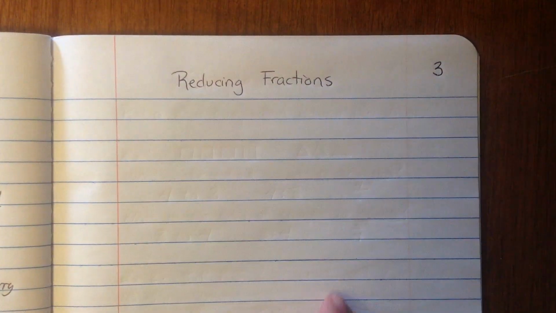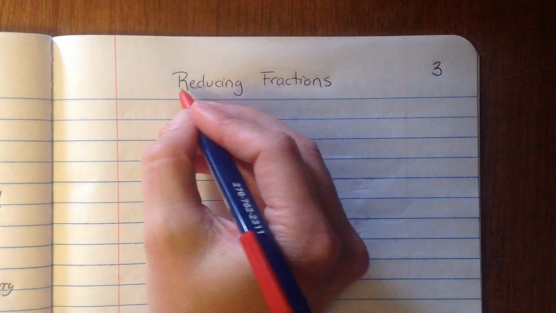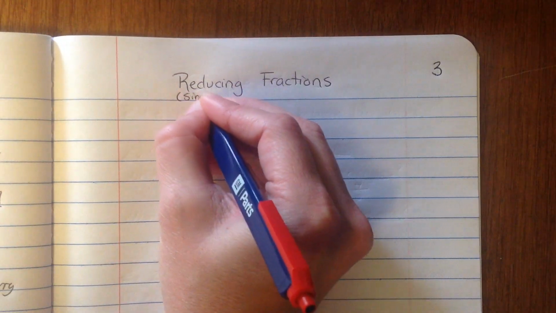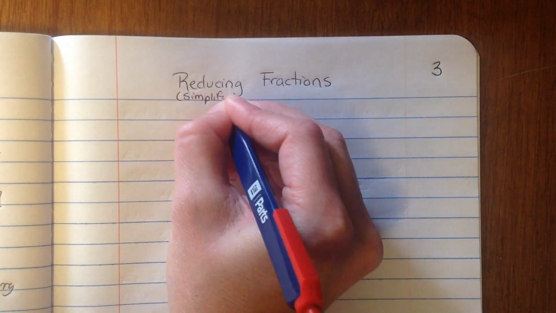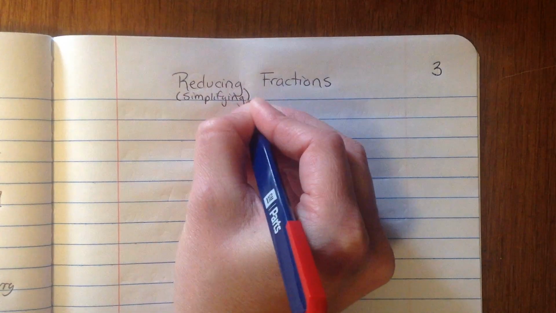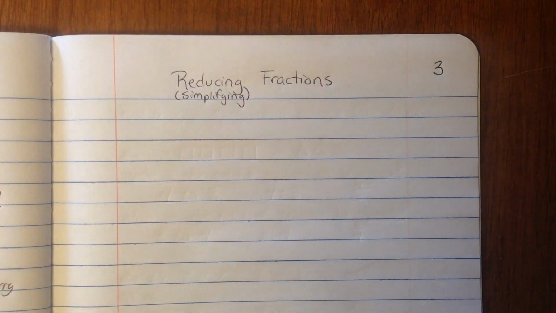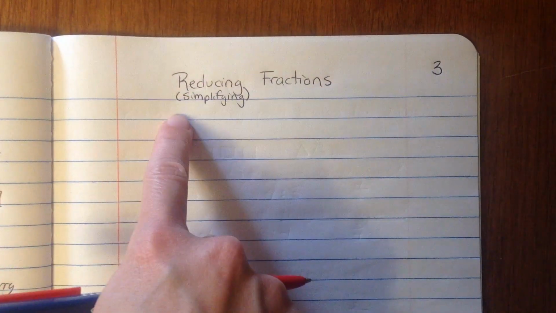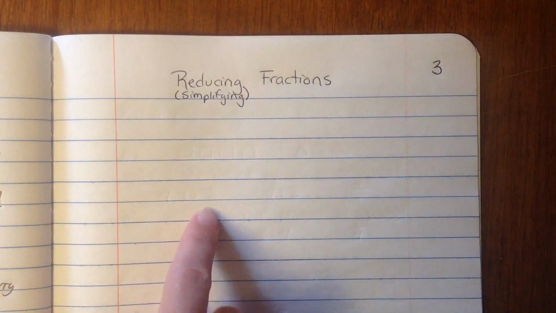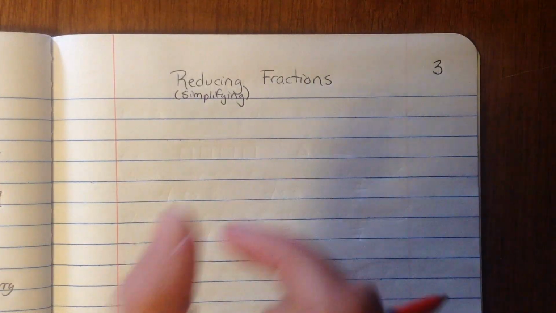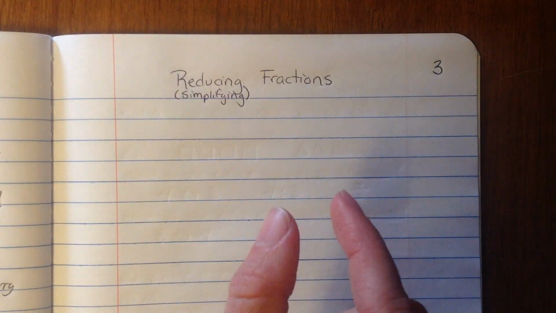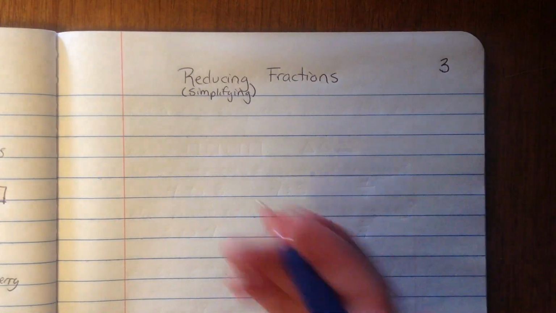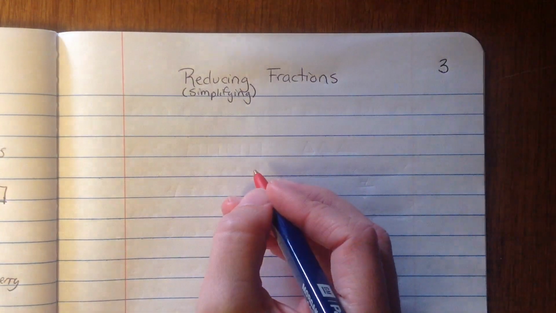Now, some of you may have heard of this topic before by instead of using the word reducing, sometimes the word simplifying is said. And so either one of those words is correct. Sometimes we'll call this reducing fractions, sometimes we'll call it simplifying it. The main purpose here is to make larger numbers smaller numbers so that we can do math with them easier. And so let's just jump right into what it means to reduce a fraction.